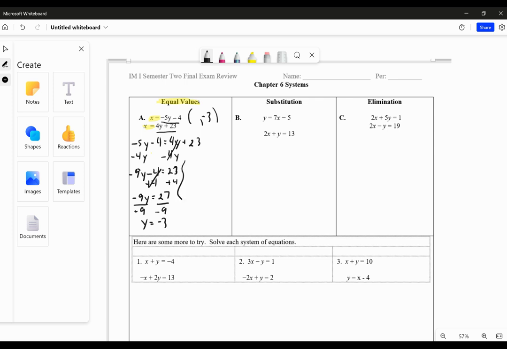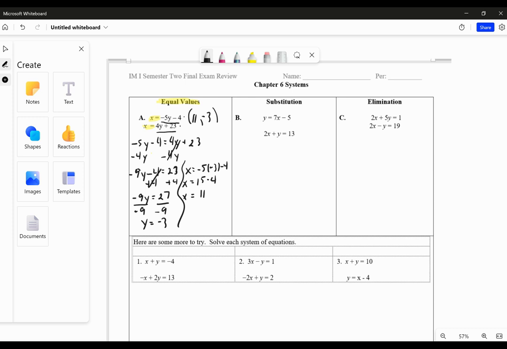But now I need to solve for x. So let's go ahead. It doesn't matter if we pick the top equation or the bottom. I'm going to pick the top and say x is equal to negative 5, and now I know what y is, it's negative 3, minus 4. So now x is equal to negative 5 times negative 3, which is positive 15, minus 4. And x is equal to 11. So now I've just solved my system of equations using the equal values method.